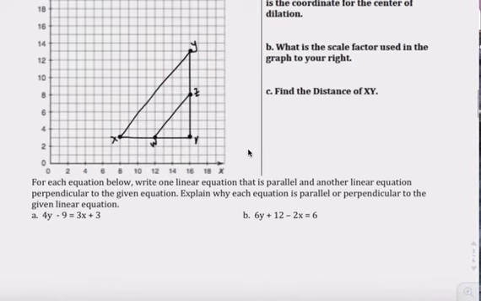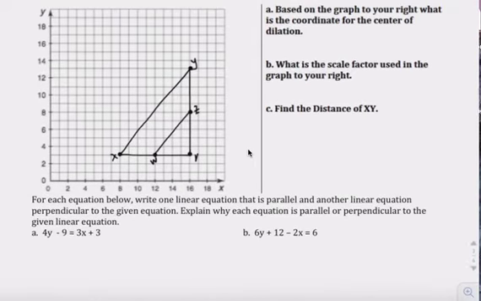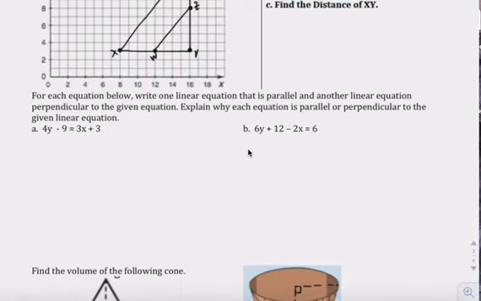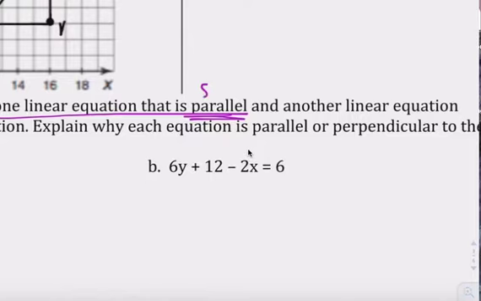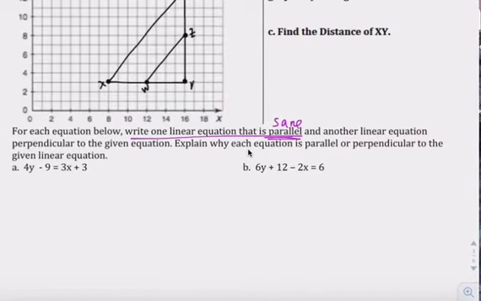This one you should know how to do. Same thing as the first one. For each equation, write one linear equation that is parallel. Parallel means the rate of change is the same. And another linear equation perpendicular to the given equation. Explain why each equation is parallel or perpendicular to the given linear equation. Okay.